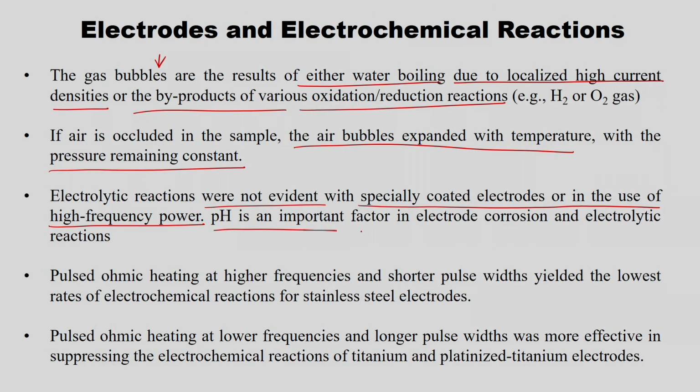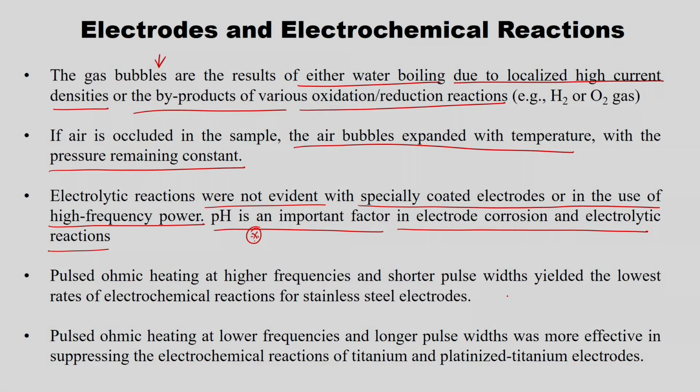So, pH is another important factor in electrode corrosion and electrolytic reactions. This is very much important: pH and temperature also enhance electrode corrosion and electrolytic reactions. So, this is just to give two examples. We cannot generalize anything here.